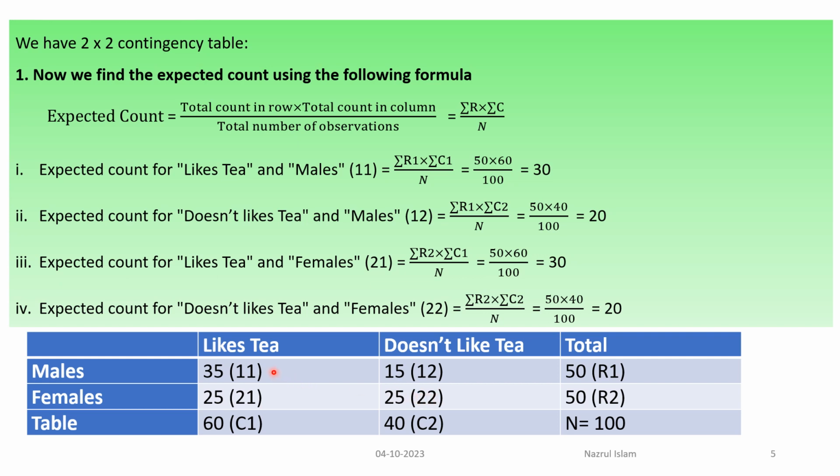So never use 11, 12, 21, 22. Rather it should be pronounced as 1 1, 1 2, 2 1, 2 2. For this reason I have written here 1 1, 1 2, 2 1, 2 2. For each categorical cell we have the expected count: 30 for 1 1, 20 for 1 2, for 2 1 it is also 30, and for 2 2 it is 20.